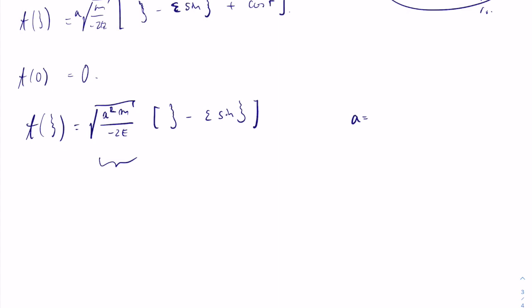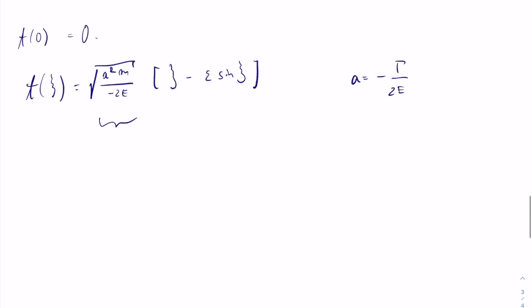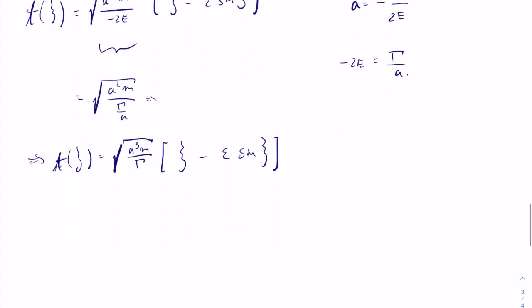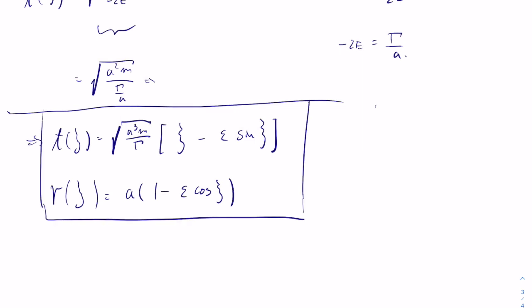All right, and now we can simplify the term. Because a is negative gamma divided by 2e, we can substitute the e inside this expression and get a cubed m divided by gamma times xc minus epsilon sine of xc. Right, awesome. And once we have done that, we have a parameterization of t and r. It's not explicit, but it is explanatory of the relationship of these two.